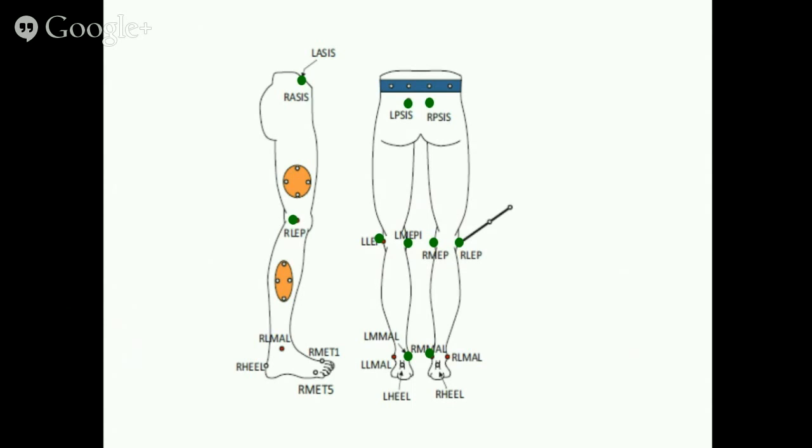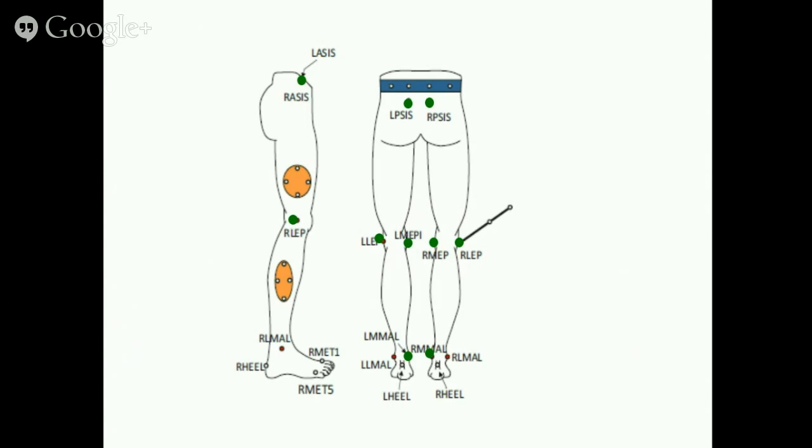We would have clusters on the shank and the thigh, either a band or a cluster on the rear of the pelvis, and those clusters we would leave on the whole time. We would also have markers on the feet that generally stayed on the whole time, and then we would add some extra markers to mark the anatomy of the subject. So I've shown them in green.